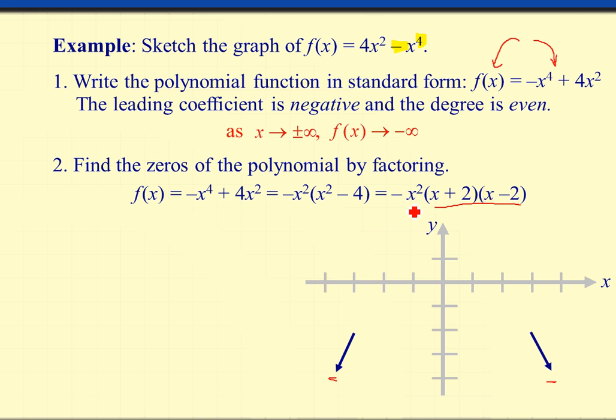Okay. Now, we actually have 3 zeros. This factor gives us the zero, x equals 0. This factor gives us the zero, x equals -2.